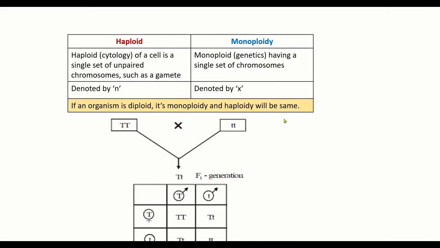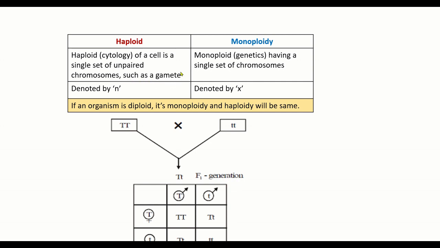Coming to the next slide, we have the difference between haploid and monoploid. This is very important because there is a lot of confusion. Some students have a lot of confusion between haploid and monoploid, though sometimes they may represent the same thing. In what case? In case of diploid organisms. Let's see what a haploid is. A haploid cell has a single set of unpaired chromosomes, such as a gamete.